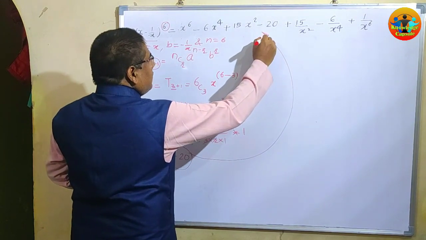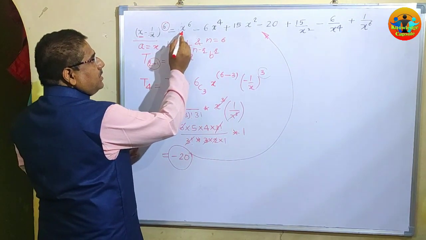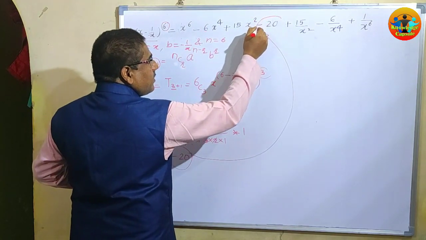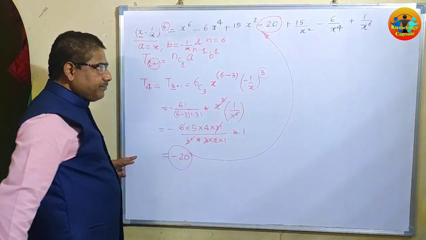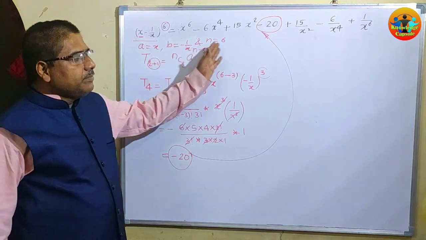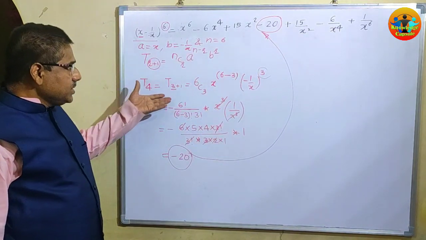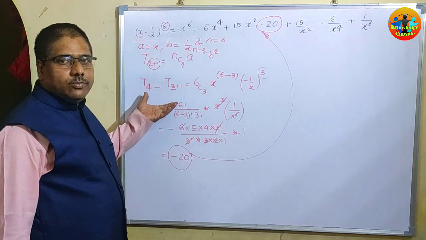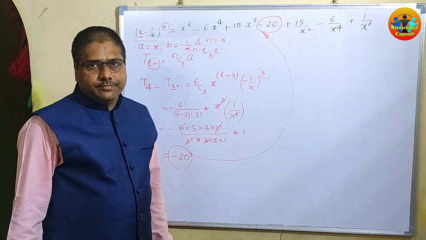See here, from this expansion, term number 1, 2, 3, 4. This is the fourth term. We do not go for complete expansion. Instead, we can use the general term formula and find the required term.